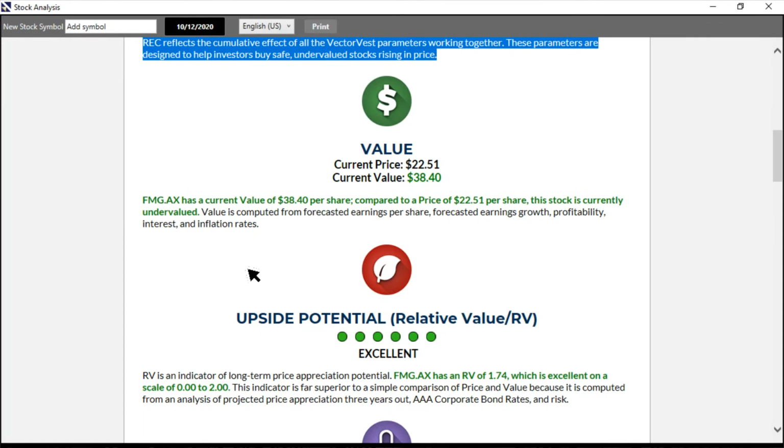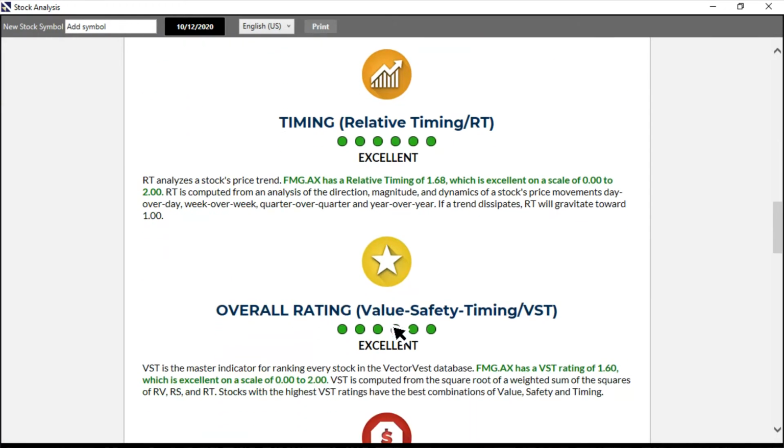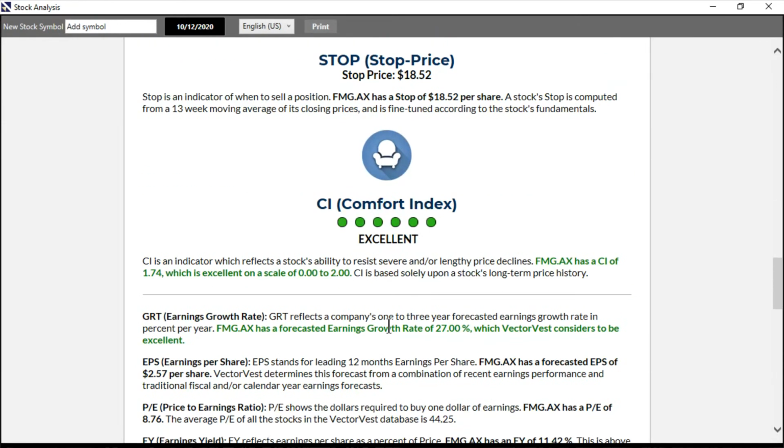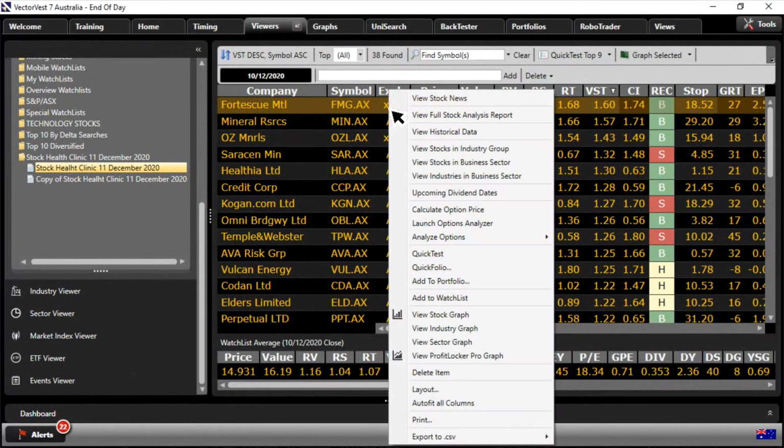Okay, so let's have a look here. You can see here we talk about value, price versus value. So we can see price at $22.58, value of $38. We prefer to buy undervalued stocks. I'm not saying it's the end of the world if you buy a stock that's overvalued. You just need good reason as to why you're buying it. And if you're more conservative, you may err more toward buying an undervalued stock. But anyway, I won't go through all these chapter and verse. It's there for you. I just want to refer you to it. So you just right-click, view full stock analysis report.